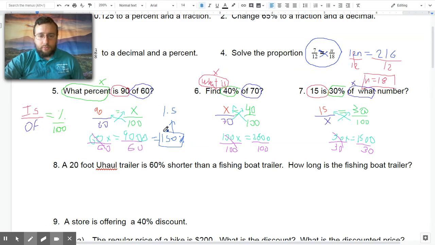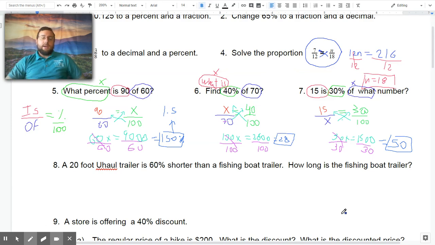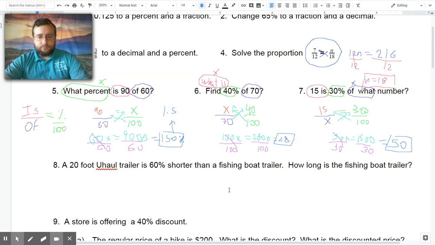So I like to put an answer in a box. Here, 2,800 divided by 100 is just 28. And that kind of makes sense because 28 is a fraction of 70. That's not quite half of it, but close because 40% would be half. So that kind of makes sense. And then this one is going to be 50. And there you have it. Final answers for these is-of problems, which is really just using proportions to try to solve percentage problems.